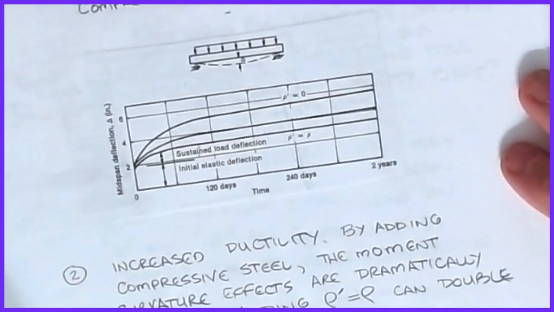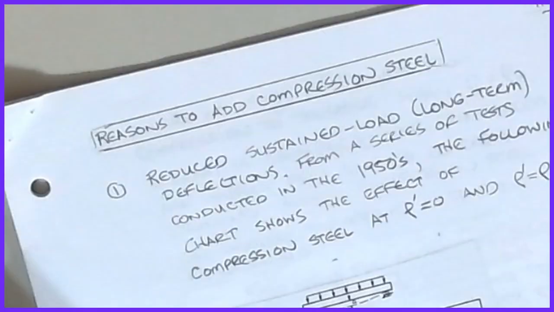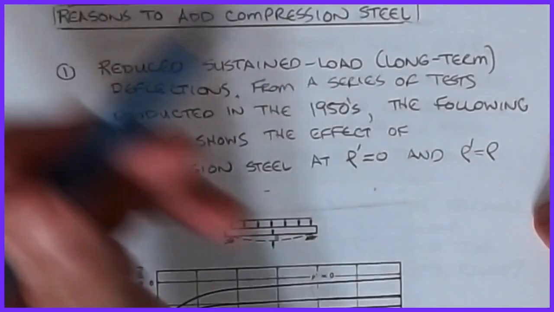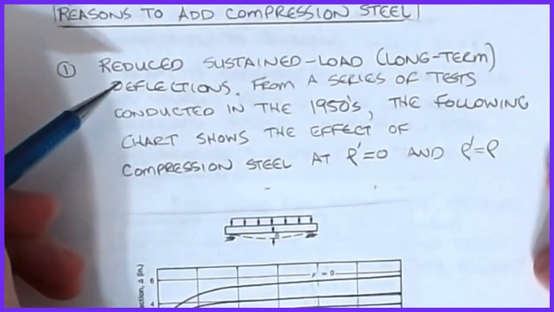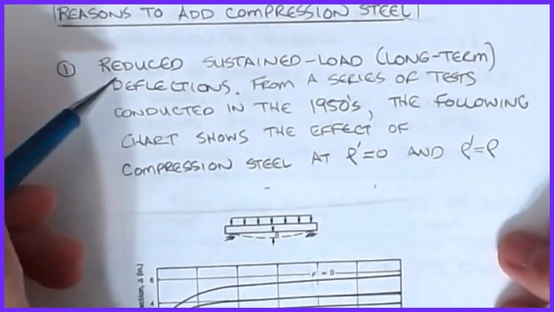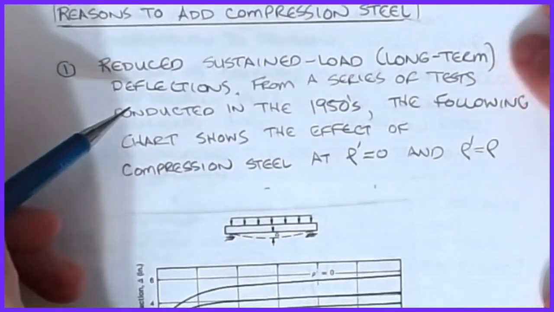All right, now in the last video we talked about some reasons to add compression steel, and I wanted to provide some more information and some more background on this, because this will help us with some of our design thoughts as we go through. So reasons to add compression steel, okay, the first one, and probably one of the biggest ones, is that we can reduce the sustained load, or what we call the long-term deformations.